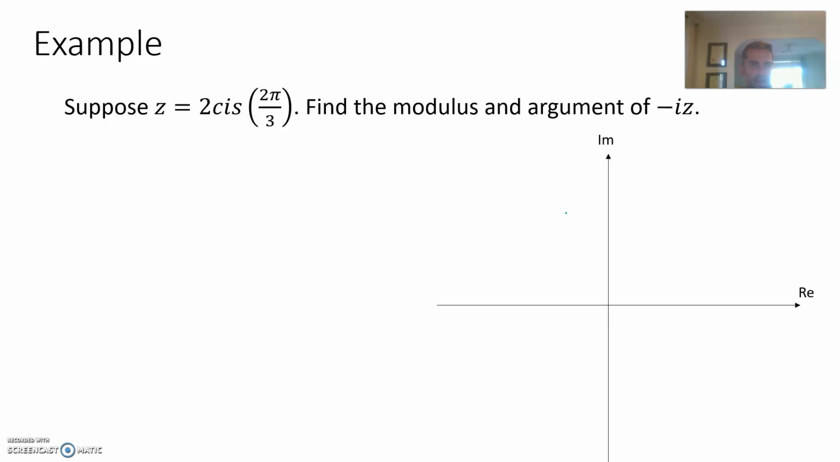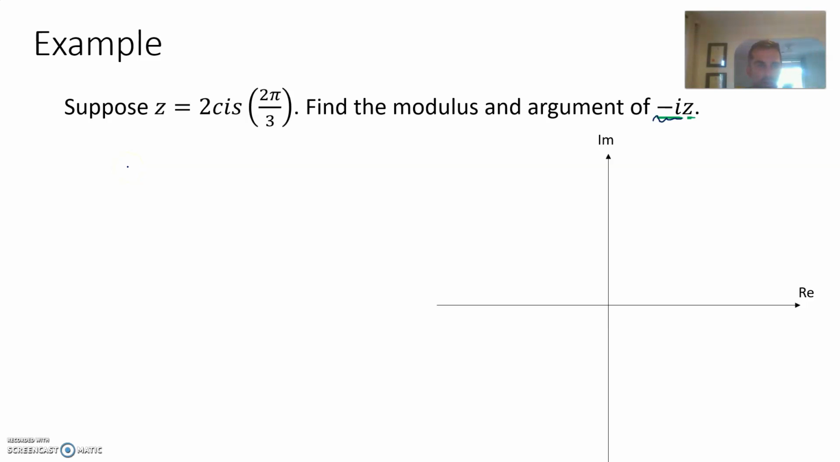So let's say we've got z and it's 2 cis 2 pi on 3. We want to find the modulus and argument of negative i times z. Well, we could break it all down into our usual Cartesian form and multiply it out that way, and that would be very long-winded. But now that we know what we know about multiplying in polar form, we can do this very, very easily.